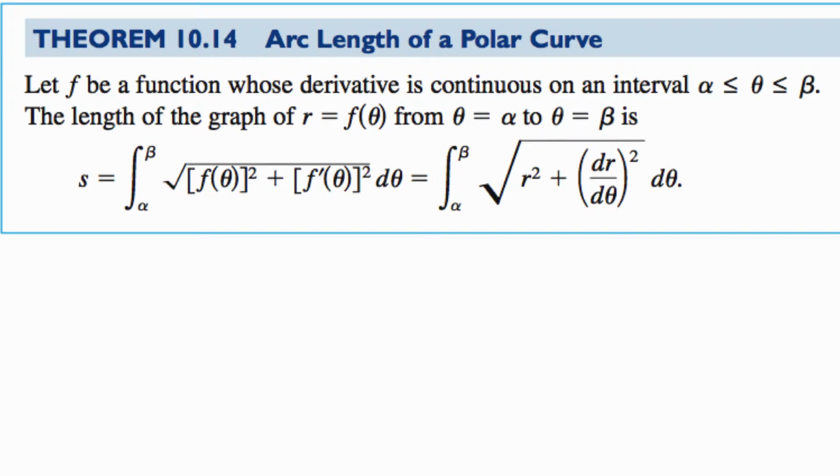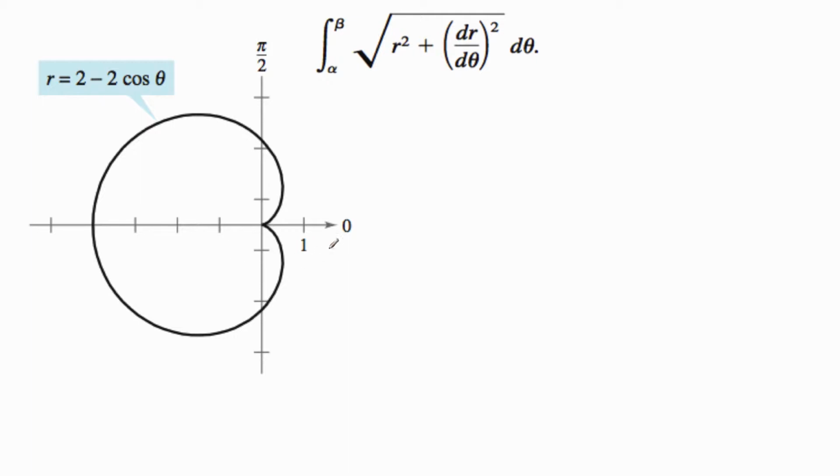Let's look at a problem. Suppose I want to find the arc length of my cardioid here. And I want the whole thing. So in this case, alpha is going to be 0 and beta is 2 pi. R is 2 minus 2 cosine theta. So dr d theta is 2 sine theta. So this becomes the arc length is equal to the integral from 0 to 2 pi.